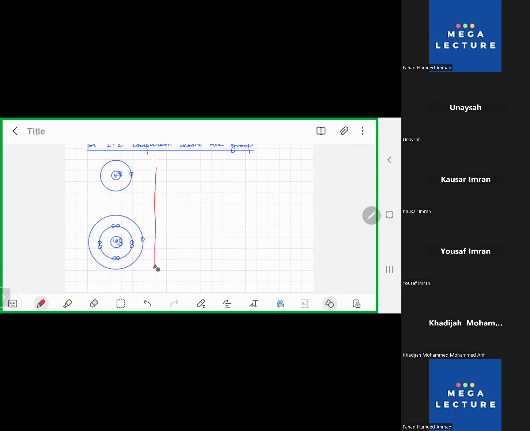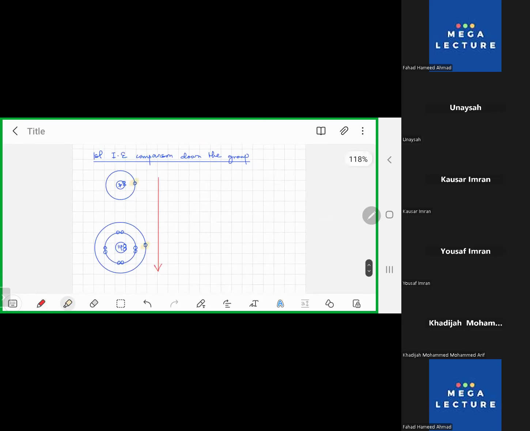So now you're moving down the group. So क्या होगा? Will it be more difficult? So you're trying to remove the first electron in both of these atoms, and you're trying to compare this. तो क्या होगा? सर Easier. easier होगा ना, easier होगा. ठीक है. So the first ionization energy, that's it. ठीक है. First ionization energy will decrease.